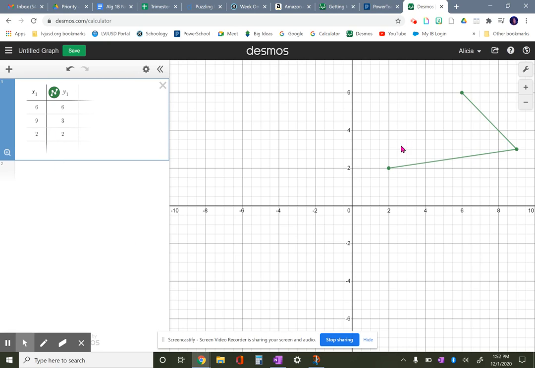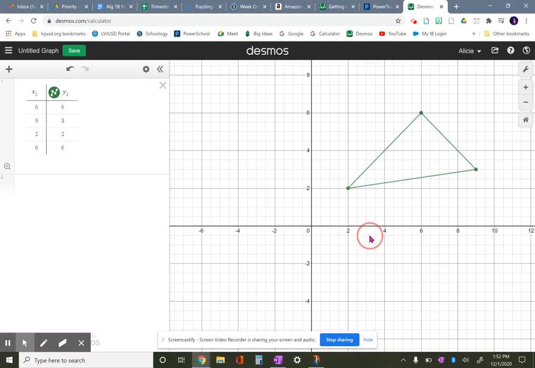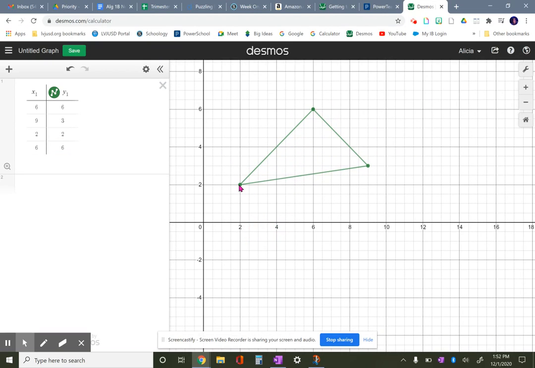So you can see that it's not fully connected. In order to fully connect it, you have to type the first point again. You'll see I typed that first point twice so that it connects fully. One thing you'll notice is that these are not labeled. If you want to see the ordered pair of each point, just click on each of the points. So you can see that my triangle that I drew on the paper was not drawn to scale.